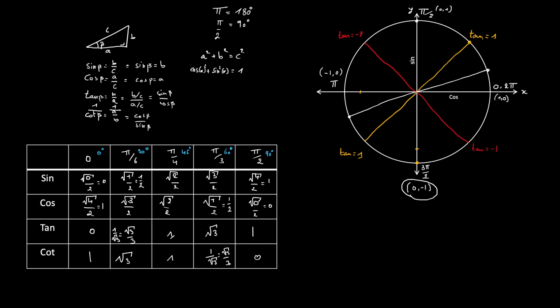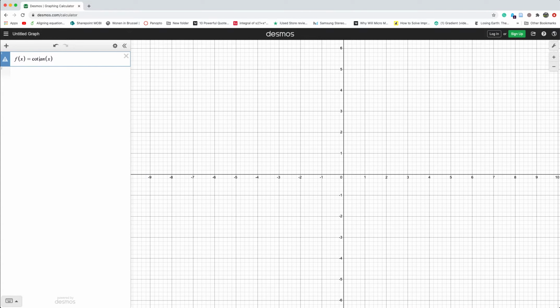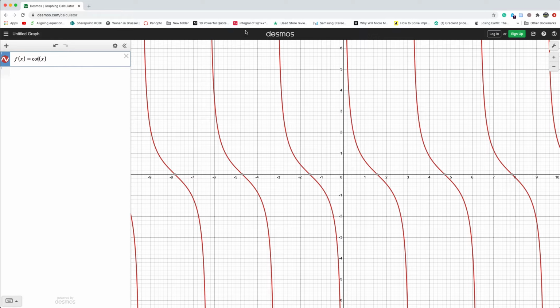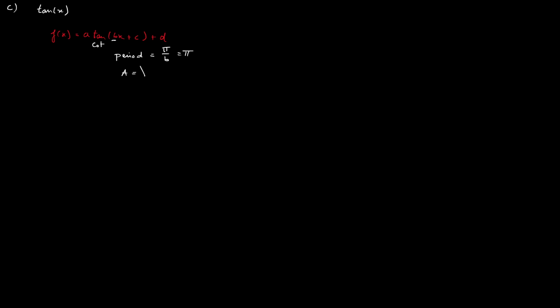And then maybe let's draw cotangents while we're there as well. You'll see it's much the same. It's just going to be the opposites, right? Okay. So that's for our tangents, where we are interested in our period and our a.